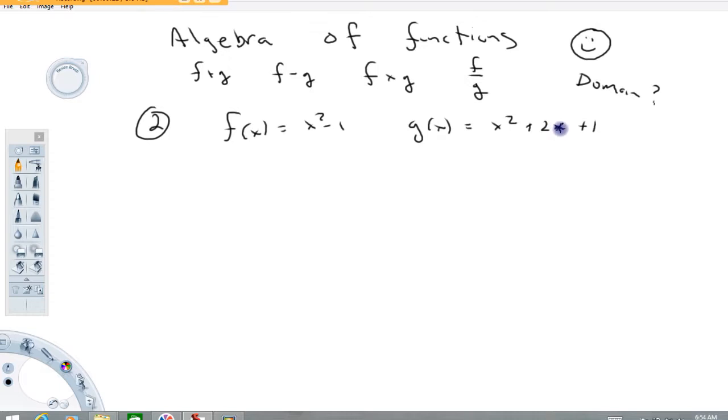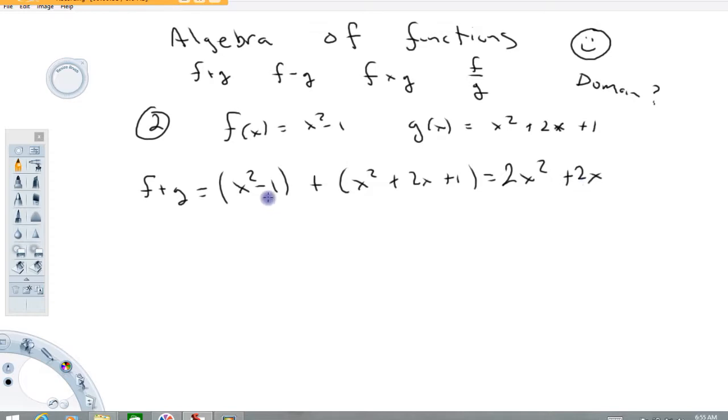Alright, so f plus g. Well, just f plus g is just like you might think. It's this function. I'll go ahead and put that in parentheses. It's not really needed, but plus this function. So there's f plus g. This one can be simplified. x squared plus x squared, those add to 2x squared. Let's see, there's no x term here. Plus 2x, and then negative 1 plus 1. I guess that's a 0, so we'll leave that alone.